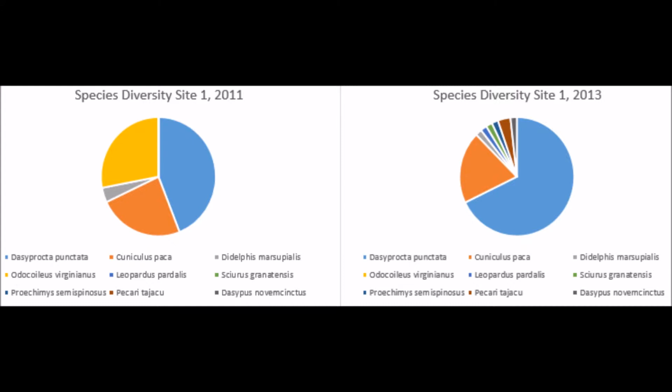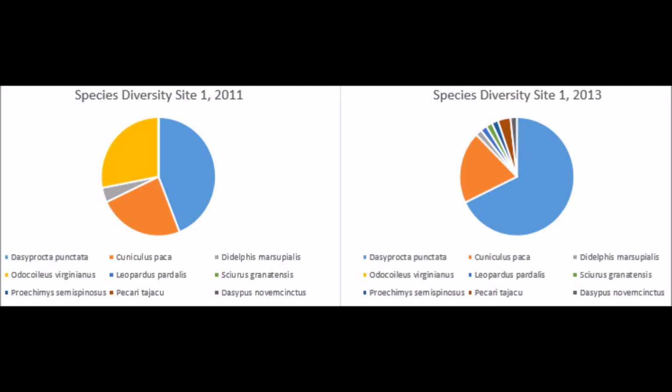As you can see, in 2011 there were only 4 species, where in 2013 there were 9. However, the additional 5 species are in very low numbers compared to the species represented by blue, which dominates the site the entire time, and orange, which maintains a very similar abundance for the duration.